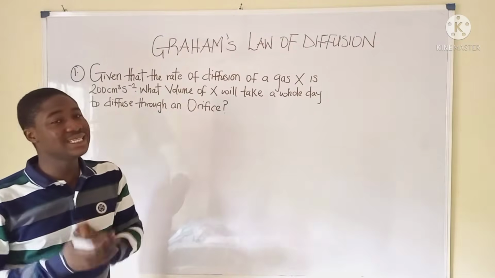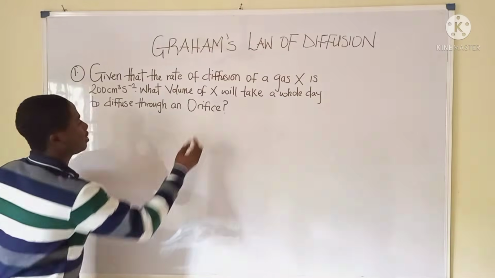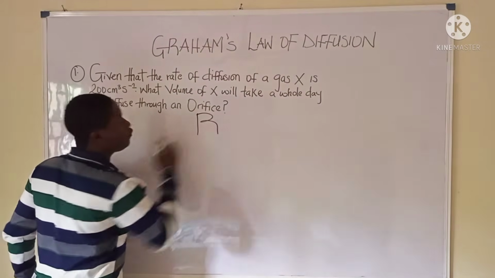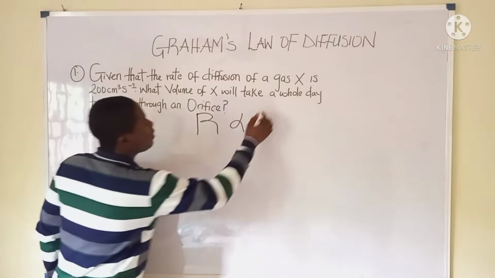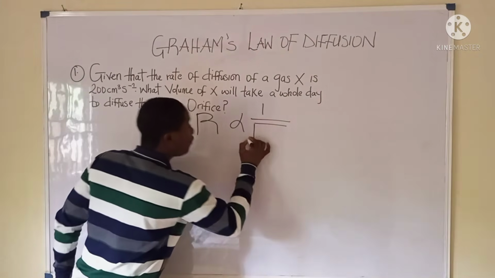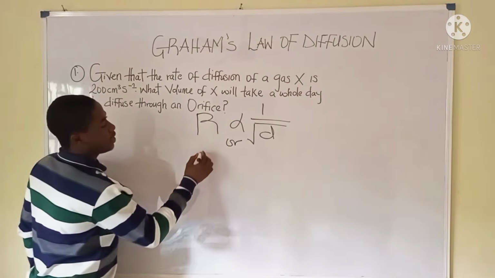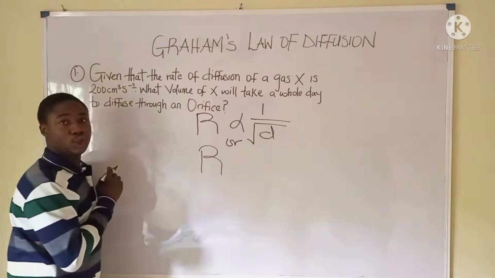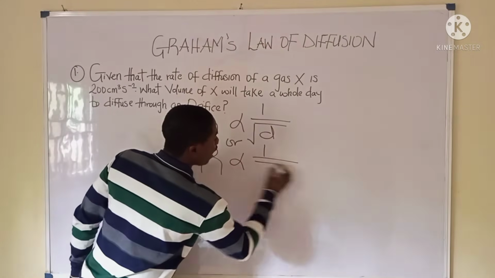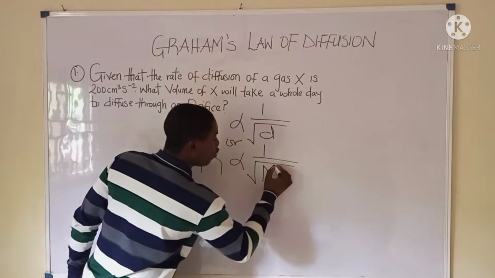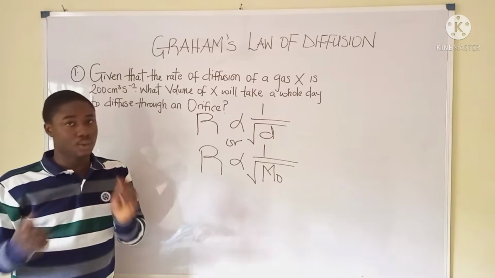Mathematically, Graham's law of diffusion can be given as: the rate of diffusion of a gas is inversely proportional to the square root of its density, or the rate of diffusion of a gas is inversely proportional to the square root of its molar mass, or you simply say molecular weight.